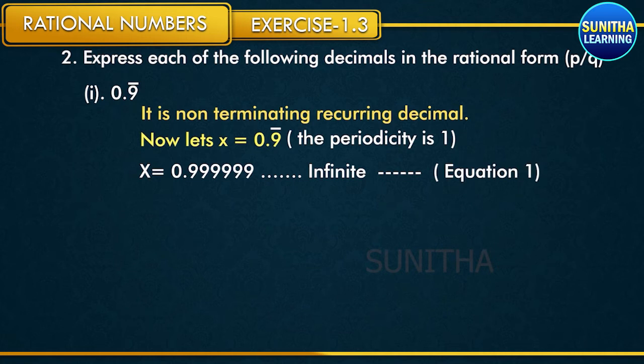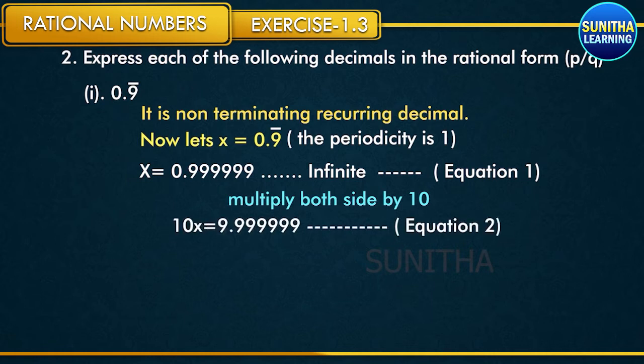Next, since the periodicity is 1, on both sides of the equality we have to multiply with 10. Clear? Why are we multiplying it? Because if you multiply with 10 in this case, then only you can eliminate the fractional part over there. Observe here, 10x is equal to, if you multiply with 10, what will happen? The decimal point moves one position to the right side. So 10x is equal to 9.9999. Keep it as the second equation.